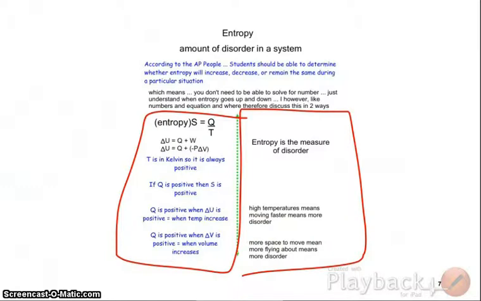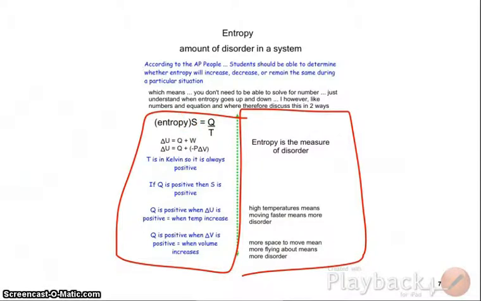Let's start with the math. Entropy equals Q over T. So heat divided by temperature. Temperature is in kelvins, so it's always positive, because 0 is absolute 0 and it's the lowest it can be. So your temperature will always be positive. So if heat is added to the system, then Q is positive, and therefore entropy is positive. If Q is negative, then your entropy will be negative.